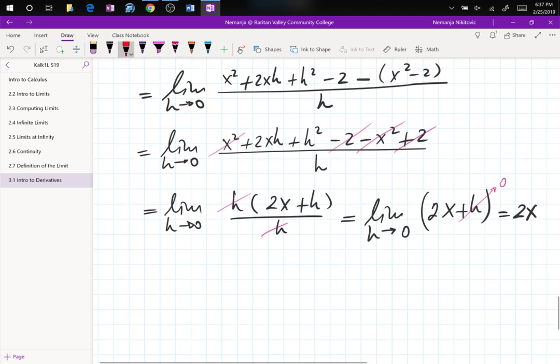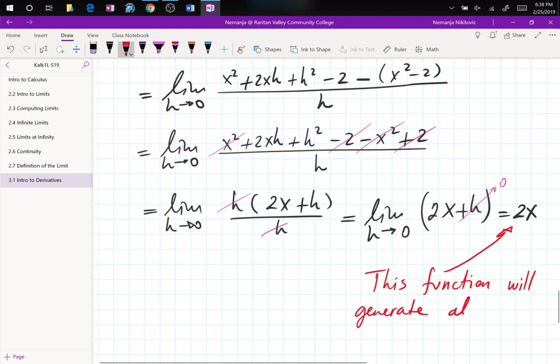So let's go and write some stuff first of all. This function will generate all tangent line slopes.